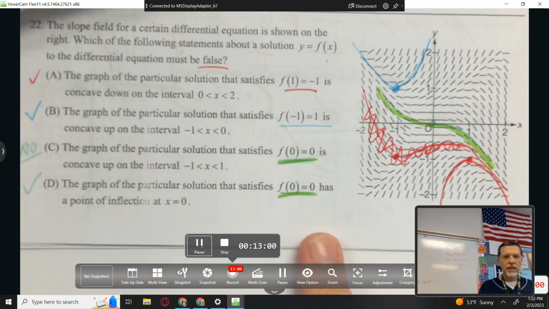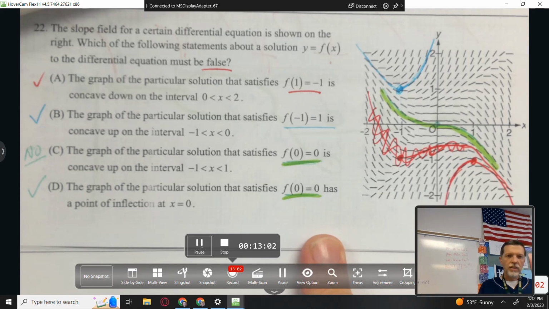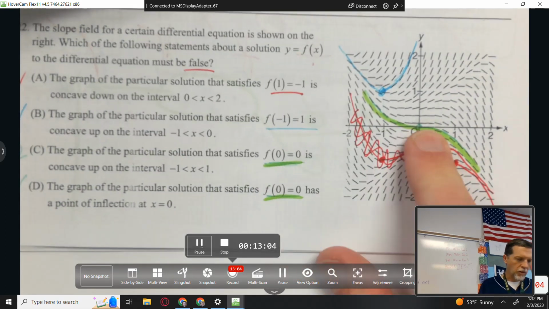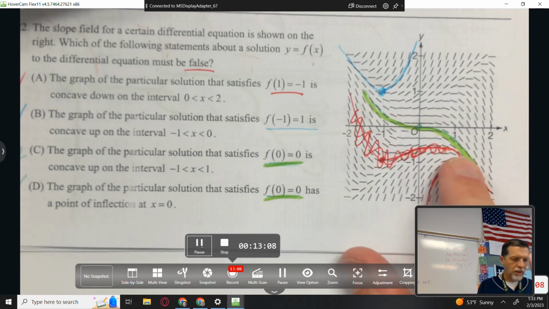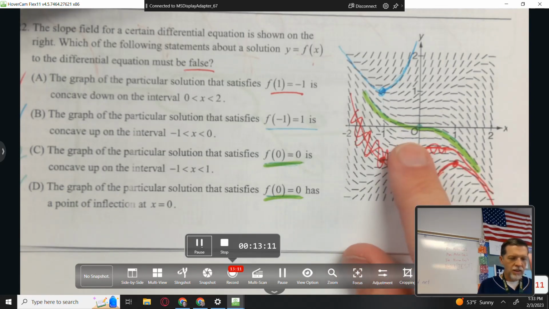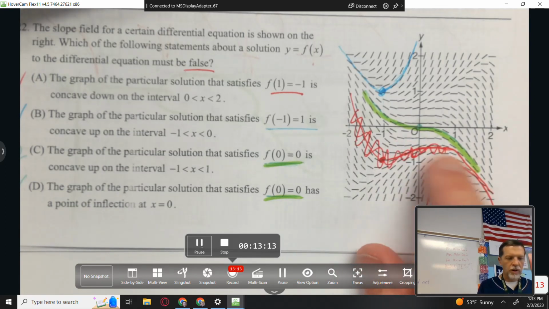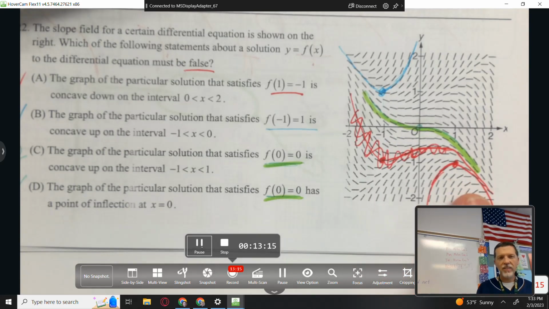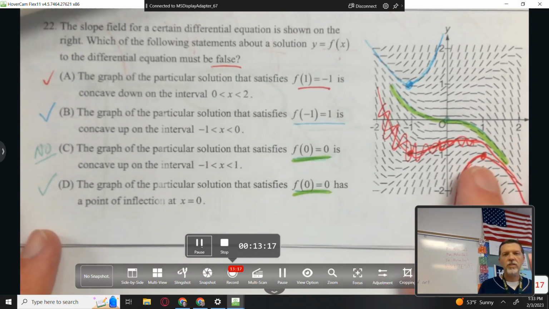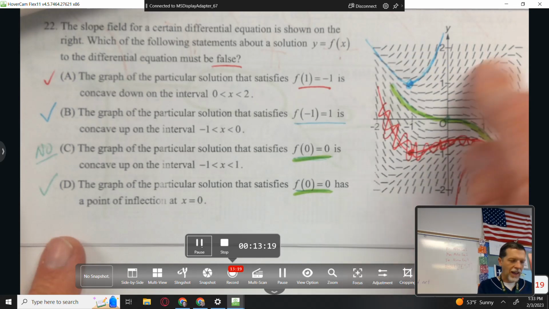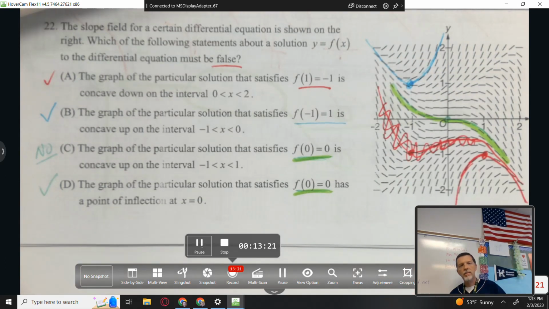And then the graph of the solution through 0, 0, so that's my green graph, is concave up between -1 and 1. No, because it looks like from 0 to 1, I'm pretty sure that's concave down. So C is not true. The others, all the concavity statements, made sense. Those were true statements.